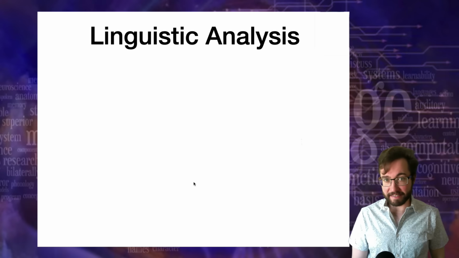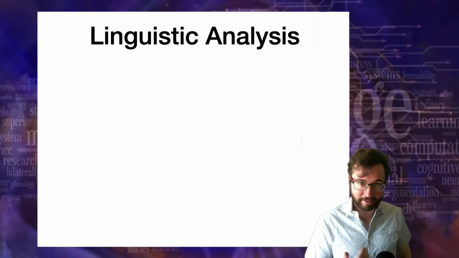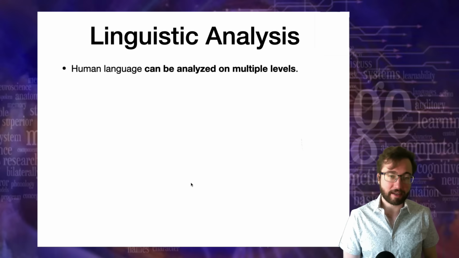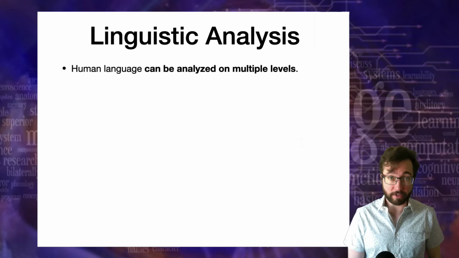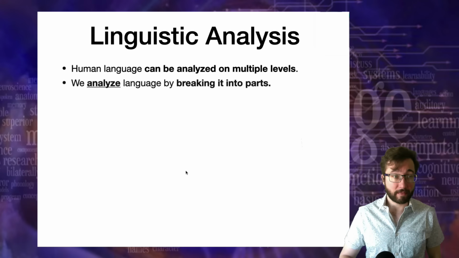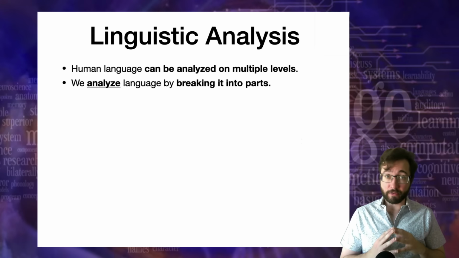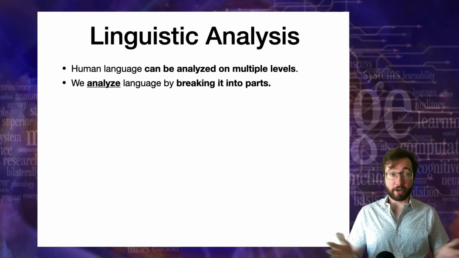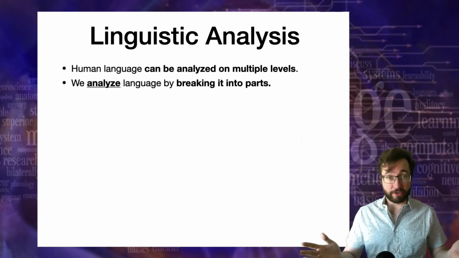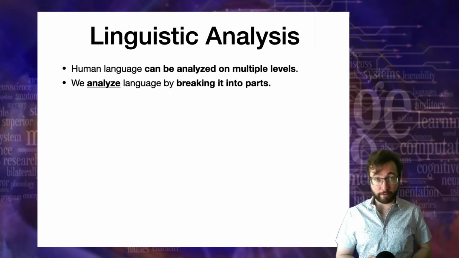So what does linguistic analysis actually look like? We know what that sort of chemical analysis looks like. What does the analogous thing for language look like? The first thing we need to note is that human language can be analyzed on multiple levels. What do I mean by that? By analyze, I mean we break something into parts. We analyze language by breaking it into parts. The word analyze is a Greek word that means simply break apart. So we're going to take language, we're going to break it into parts, we're going to see what those parts are and how they fit together to form the whole.